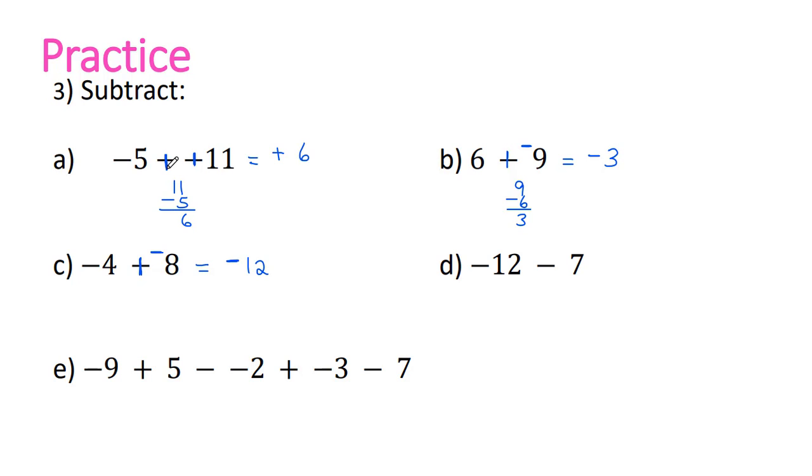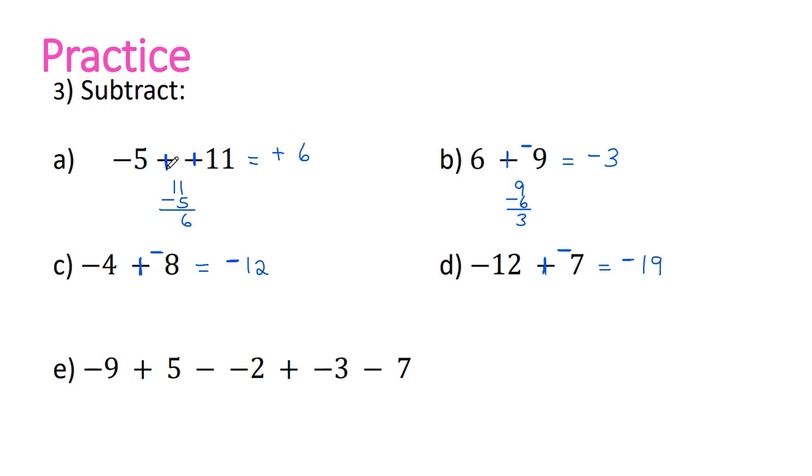For D, we have negative 12 minus 7. We are going to add, and then the positive 7 becomes negative 7. And again, we're going to be adding like-signed integers. Negative 12 plus negative 7 results in negative 19.